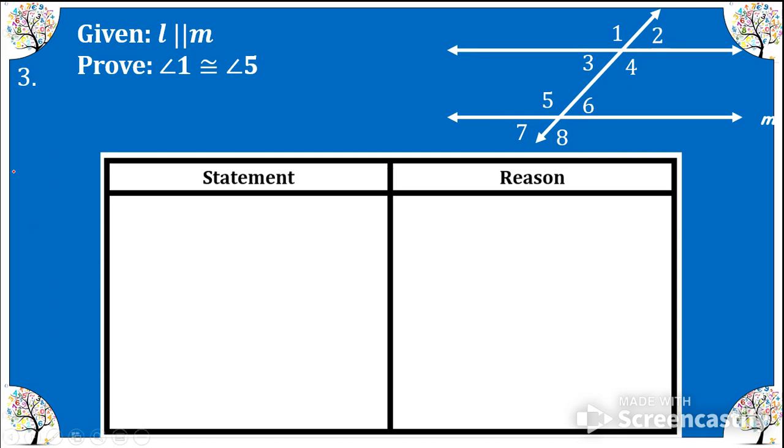Okay, let's look at number 3. So again, we're starting out: lines L and M are parallel. That was given to us. We are trying to prove that angles 5 and 1 are congruent. So let's see what we know. We know 1 and 4 are congruent because they're vertical. So angle 1 is congruent to angle 4.